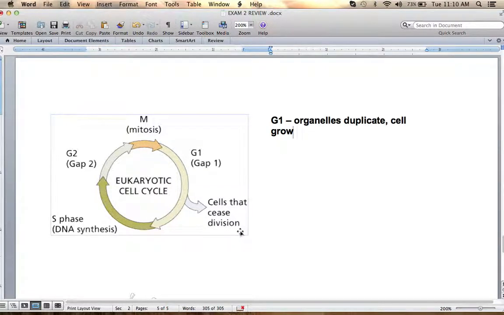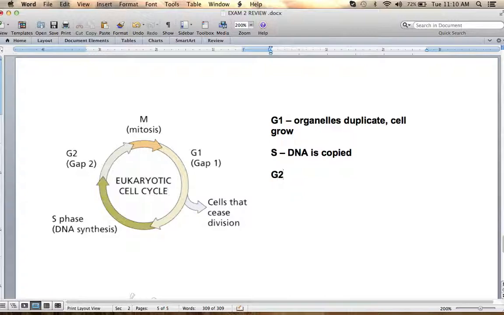There are some cells that don't divide, or at least divide very infrequently. Examples of that would be your brain cells or your heart cells, where if there's damage, it's very difficult for them to heal. So G1 is organelles duplicate and the cell grows. In the S phase, that's the synthesis phase, DNA is copied. And so it's replicated, getting ready for mitosis.